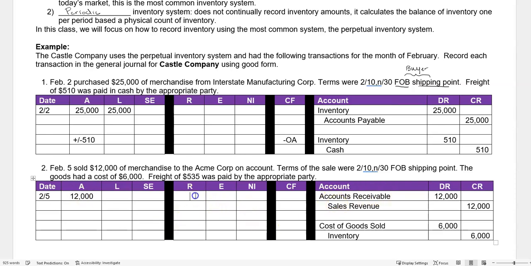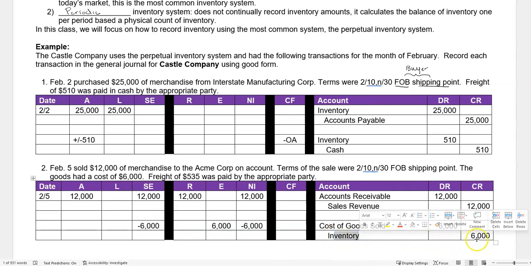And our revenues are going up. When revenues go up, what happens? Well, our income goes up, as does our stockholders' equity. Okay. Now, the second part of this is cost of goods sold. Cost of goods sold is an expense, so our expenses are going up. When expenses go up, what happens to income? Well, income goes down. It reduces our income. And when income is reduced, so is equity. So we're going to go in and take $6,000 out of equity.